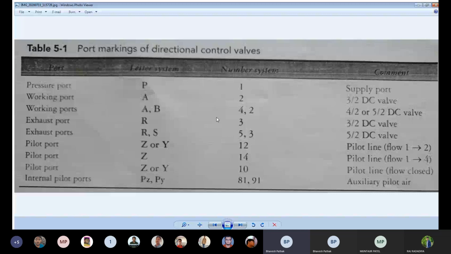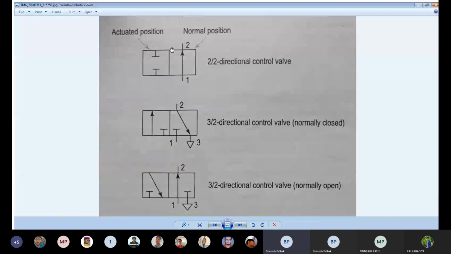Now, this is how you will get the symbol, and you have to understand what it is telling you. There are two squares here and one square, so there are two positions. One is the actuated position and the other one is the normal position. Here there are two ports: one is the pressure or supply port, and the second one is the working port. So this is a 2x2 directional control valve.